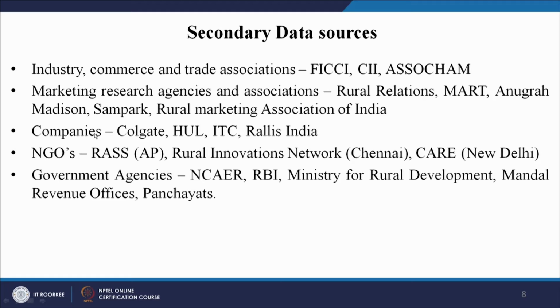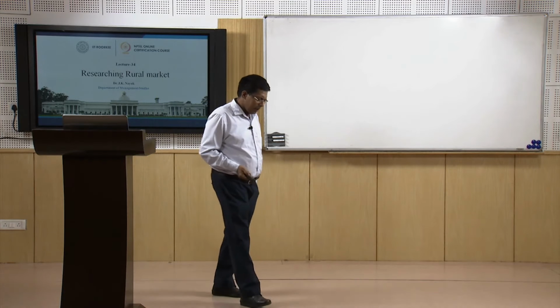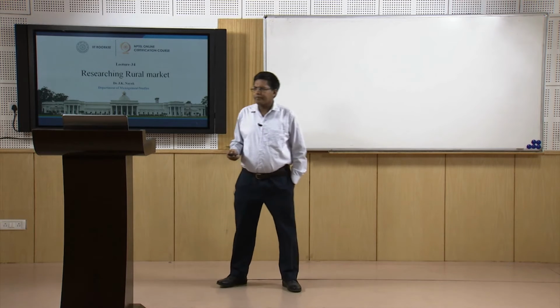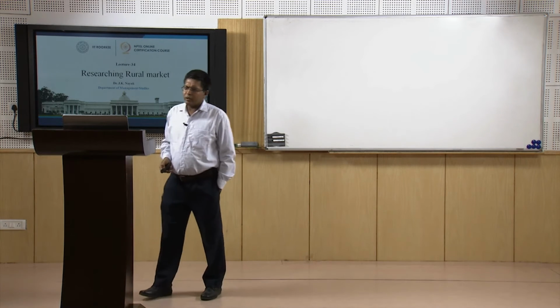Companies do their own research also, like Colgate, HUL, Rallis India, ITC, which have mostly entered the rural market in a big way. Rallis India, being a Tata group company, has penetrated the Indian rural landscape very nicely. Some NGOs and government agencies, so these people have done enough research in the rural markets, and the data are available with them. Other educational institutes are also there.